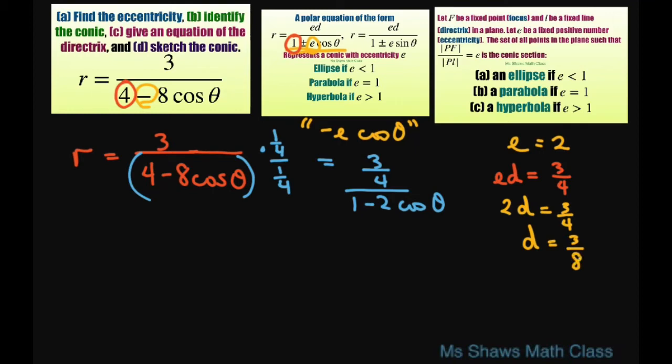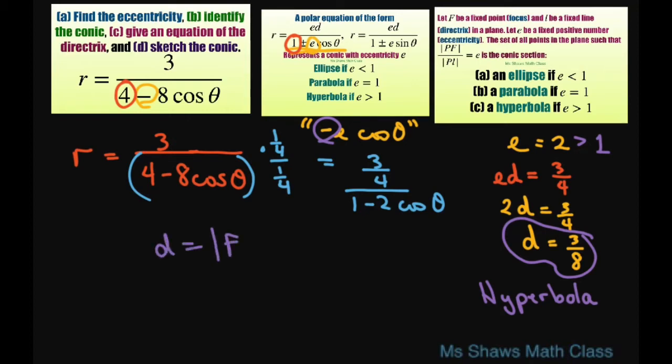All right, since we have that, we know that since e is 2 and it's greater than 1, we have a hyperbola. And also, since we have a negative here, and our d is 3/8, the equation of our directrix, with this negative here, is going to be x equals negative 3/8. And it's x because we have cosine.